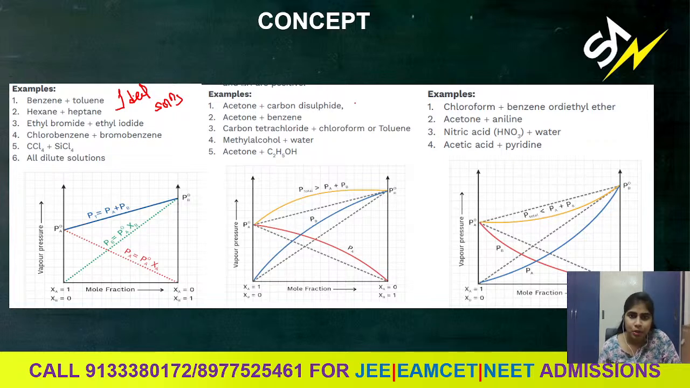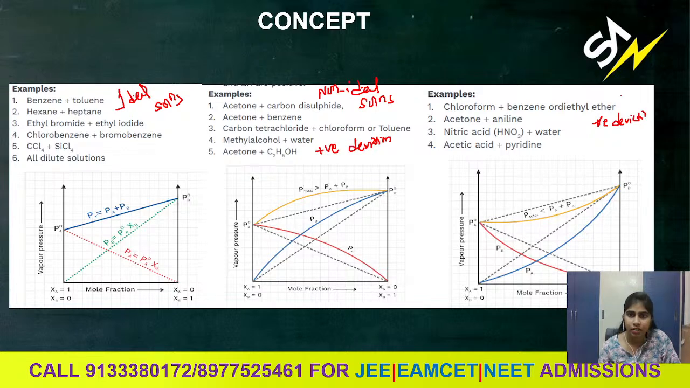Non-ideal solutions which show positive deviation. These are the examples: a mixture of acetone and carbon disulfide, acetone and benzene, carbon tetrachloride and chloroform or toluene, methyl alcohol plus water, acetone plus C2H5OH, ethanol. So these show positive deviation.